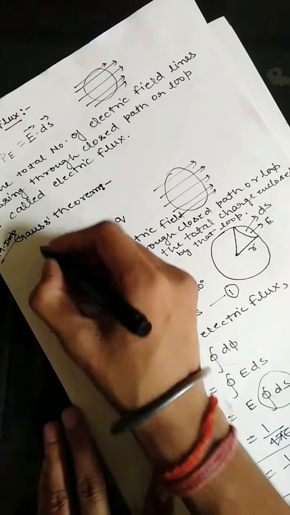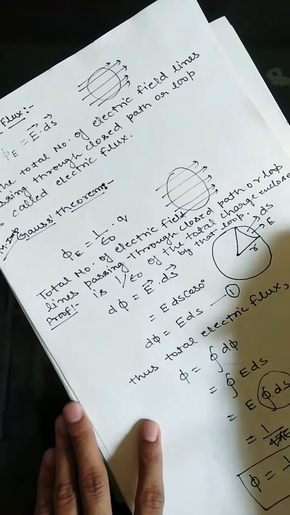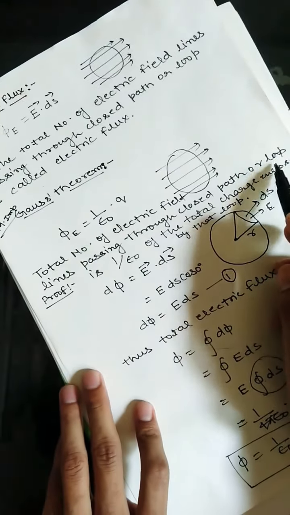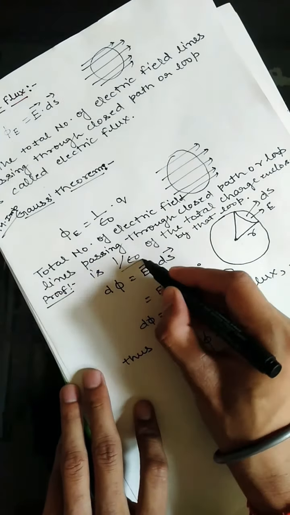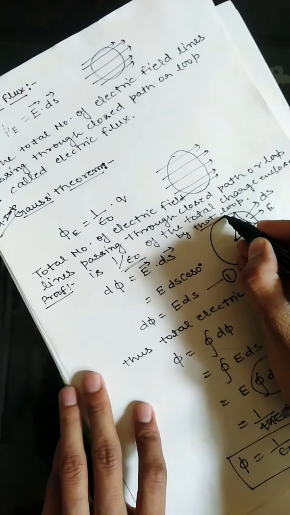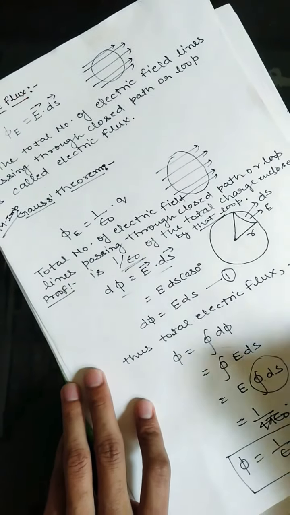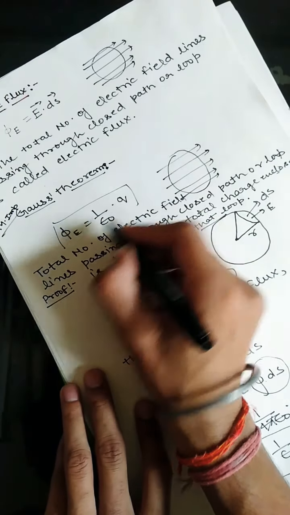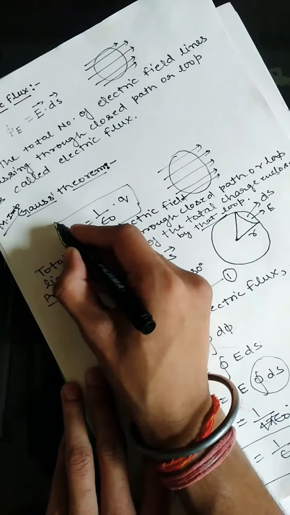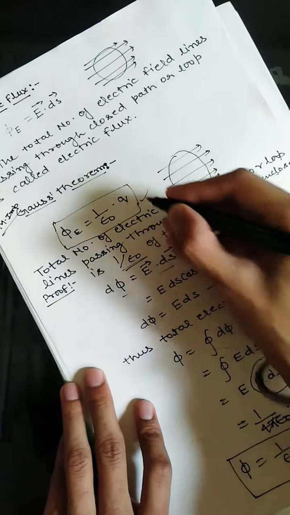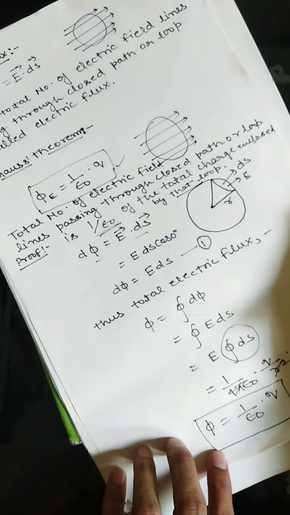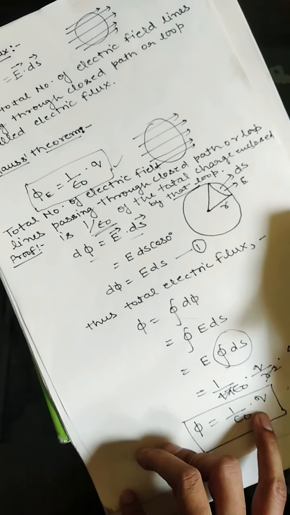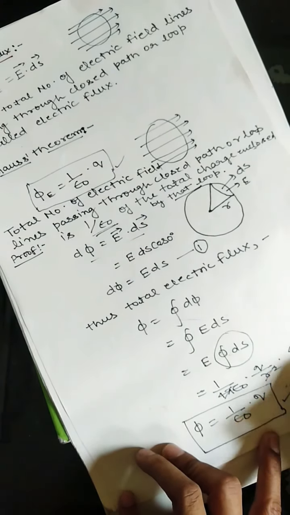So I hope everyone is getting that. What is Gauss theorem? Gauss theorem says that the total number of electric field lines passing through a closed path or loop is 1 upon epsilon naught times the total charge enclosed by that loop. We have proved it first, then we conclude what the statement is saying. Otherwise, any statement is not made without a fact. So here we have to prove that the statement is correct, that phi is equal to 1 upon epsilon naught times the total charge q. Here it is your result.